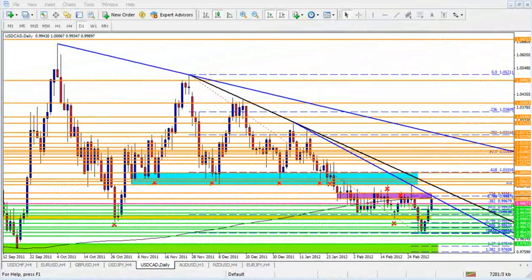I'm going to begin the day today on the USD CAD. We're going to begin on the daily chart simply because I want to get a view of the overall trend.